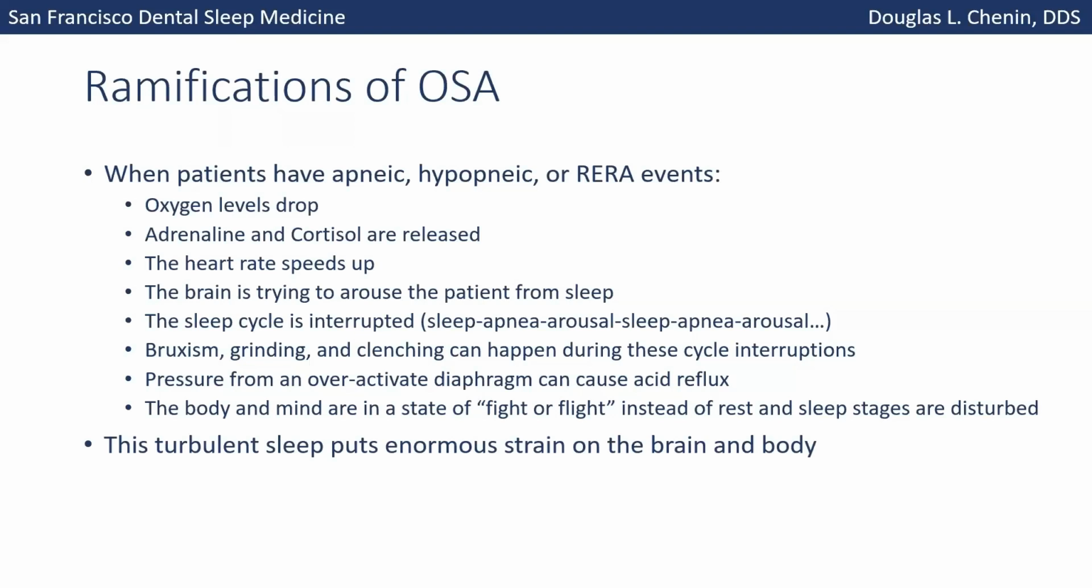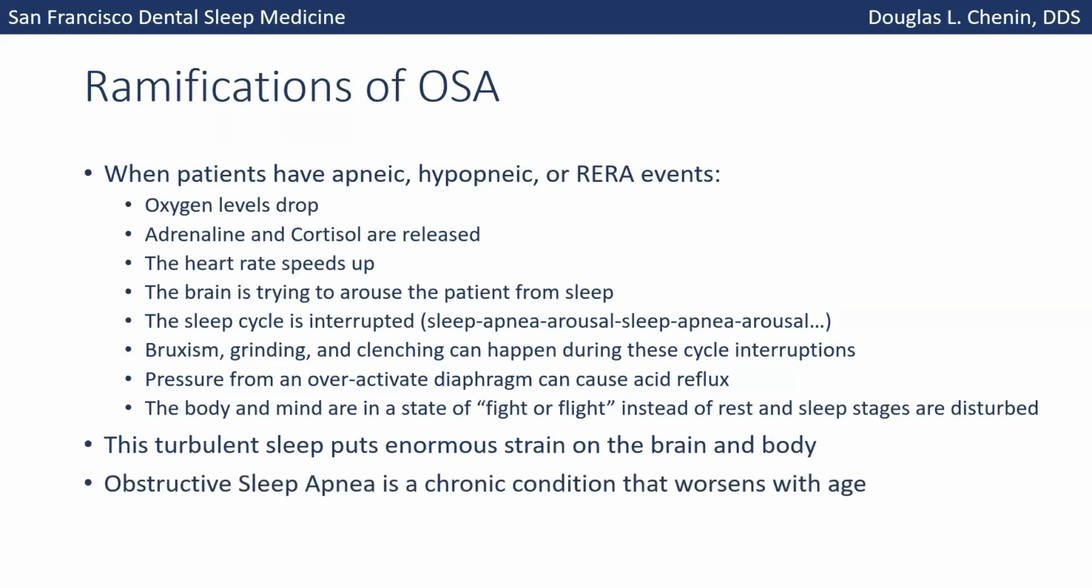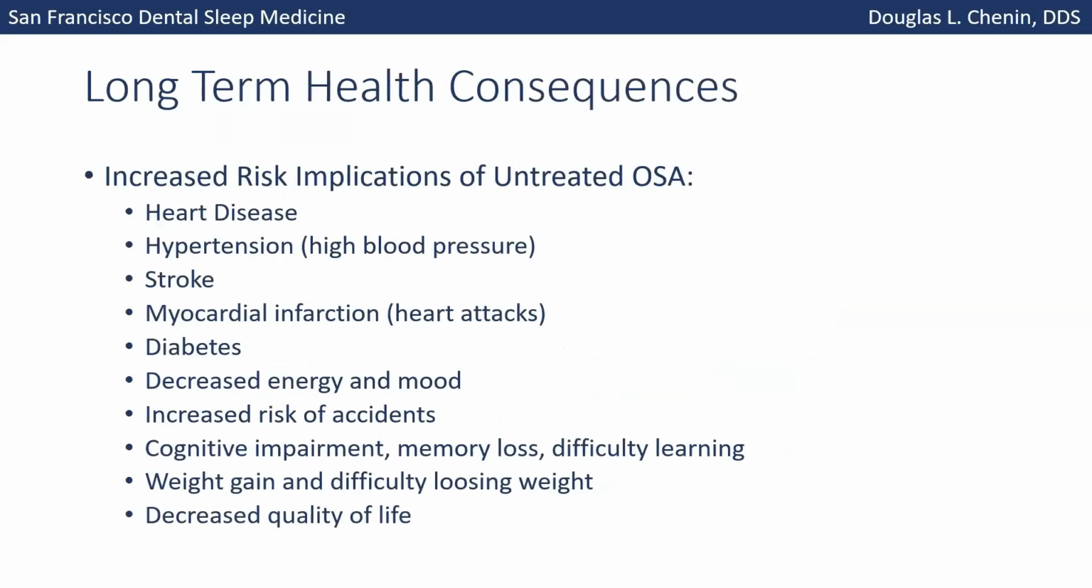This turbulent sleep puts strain on the brain and the body. Depending on how much adrenaline is released, you can see massive fluctuations in heart rate, and you can get night sweats, and cardiovascular strain is one of the biggest complications that we worry about long term. And unfortunately, it does get worse with age, typically as we lose more muscle tone.